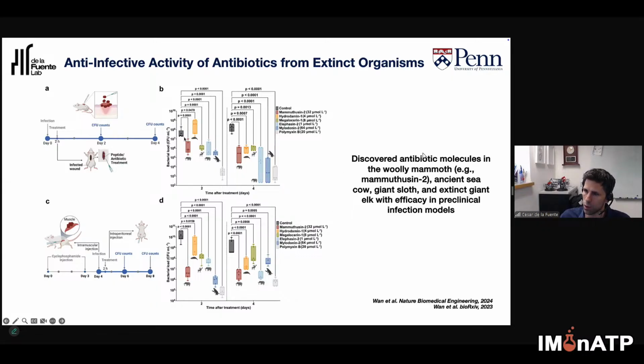And just to summarize, I won't go into all this data, but the top candidates came from the woolly mammoth. So that's a compound that we're calling mammutocin. And also many of the top hits came from the ancient sea cow, the giant sloth, and the extinct giant elk. And in this case, some of them displayed anti-infective activity that was actually comparable to polymyxin B, which is a last resort antibiotic. So really, some of them were really promising in these in vivo models, and so we're really excited about the potential of taking them to the next stage of development.